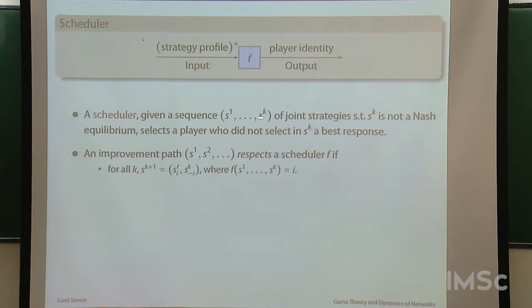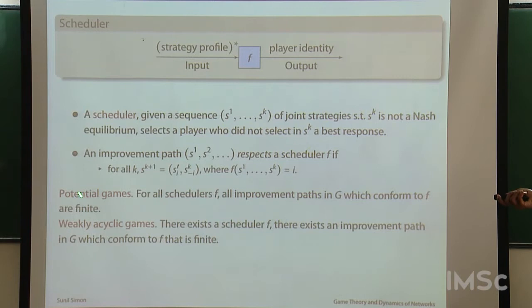So given any finite string of strategy profiles, the function f selects a player who did not select his best response in Sk. Now an improvement path, we say it respects a scheduler f if and only if you take any two adjacent strategy profiles in this path. By definition, we know that exactly one player changes. That's the definition of our improvement path. The player that changes is actually the player which was picked by this function f. If that holds, then you say that this improvement path respects the scheduler f. Is that clear?